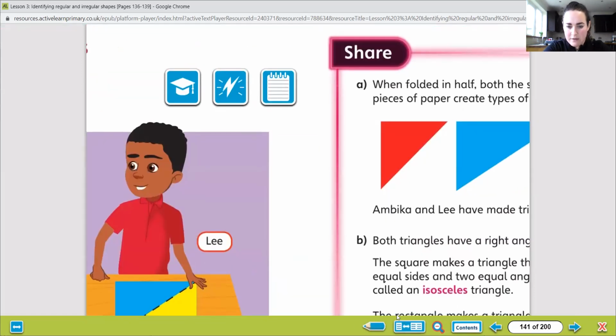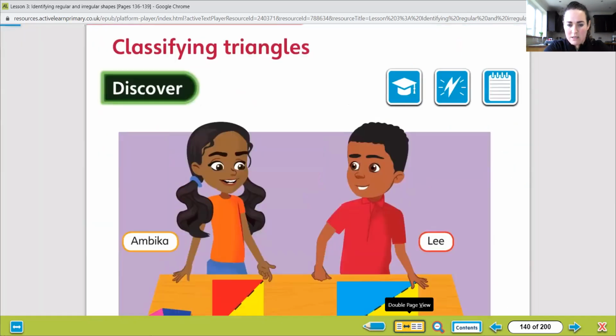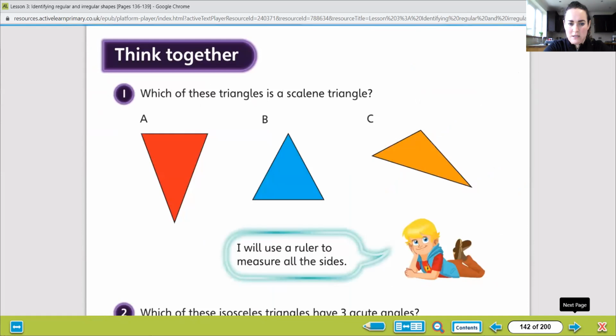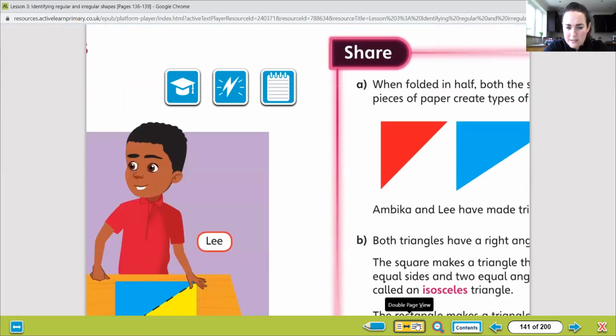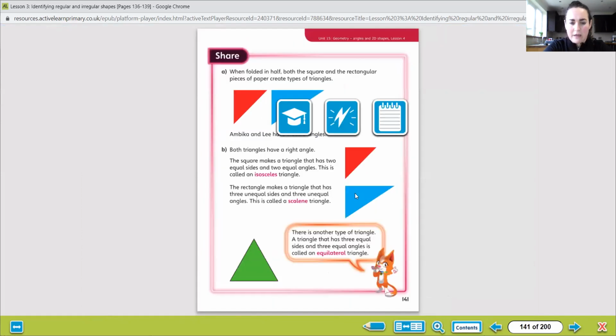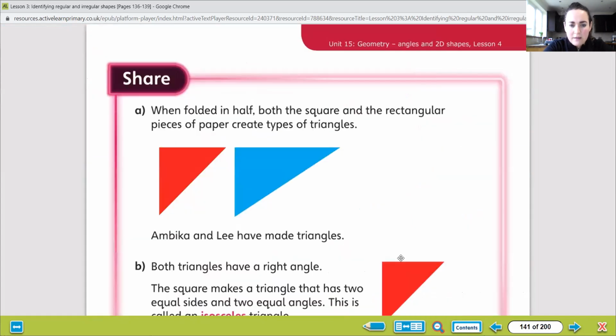Oh, it's having a bit of a nightmare at the minute. Next page, next page. Oh, it doesn't like this page, does it? Well, let's just zoom out. Here we go. Goodness me.